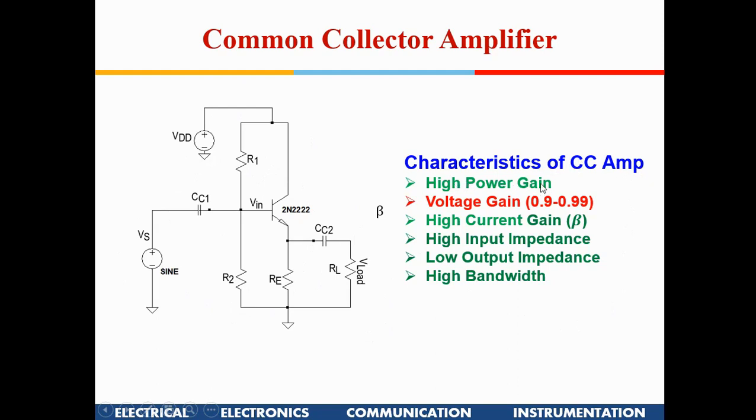It has high power gain, and the voltage gain is less than 1, or you can say close to 1. So this CC amplifier is generally used as a buffer, right? Like I told you last time, not necessarily will an amplifier have voltage gain and current gain both together. It could have either voltage gain or current gain, but there will definitely be power gain. In this case, the voltage gain is almost 1, whereas the current gain is close to beta of the transistor. So there is current gain, there is no voltage gain, but there is power gain, right?